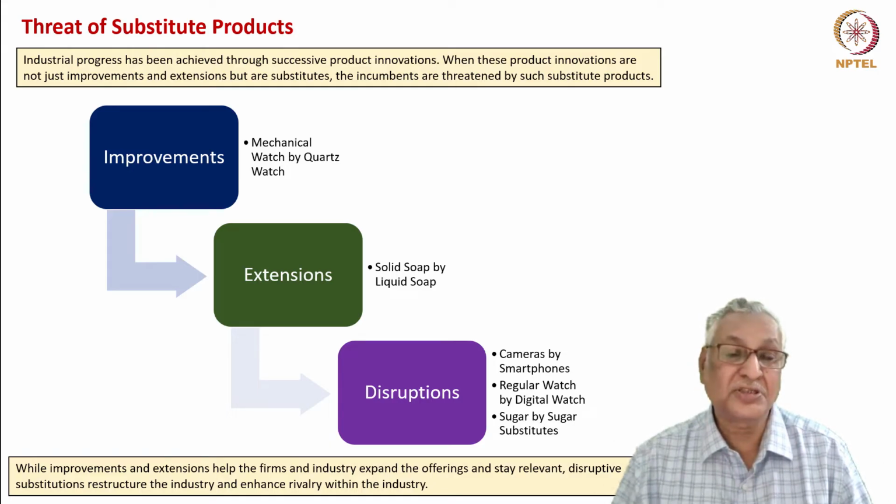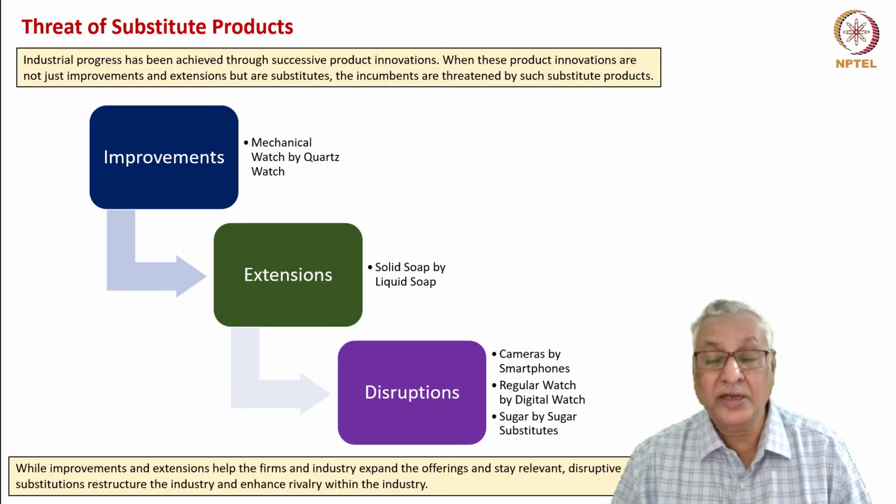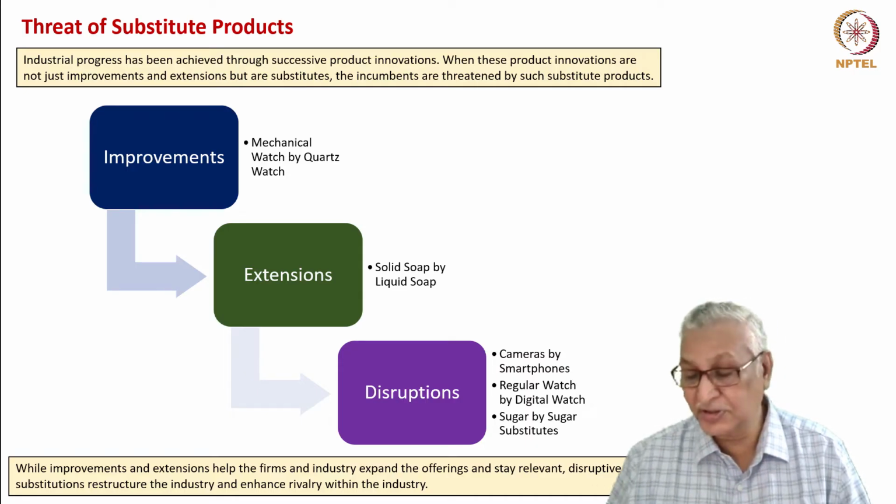Improvements and extensions help the company extend the product life cycle. These help the firm expand its offerings, helping the industry to consolidate itself better and stay relevant. But disruptive substitutions restructure the industry. They threaten certain firms which are not up to date very strongly and enhance rivalry within the industry.